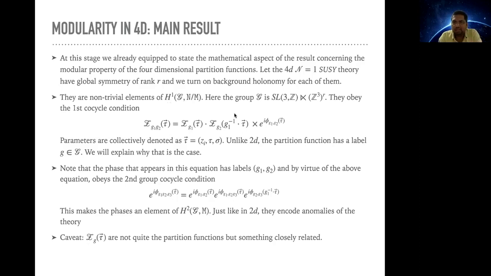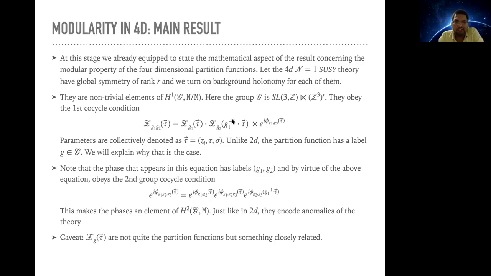I stated it to begin with because with the vocabulary that we had, we could state it very easily. And I hope it's clear, at least the analogy of this result with the two-dimensional result is clear. This is essentially a one-higher-level version of the two-dimensional result. The partition functions belong to H1, the phases belong to H2, as compared to partition functions belonging to H0 and the phases belonging to H1. Is this clear? Okay. Yes, good, thank you.